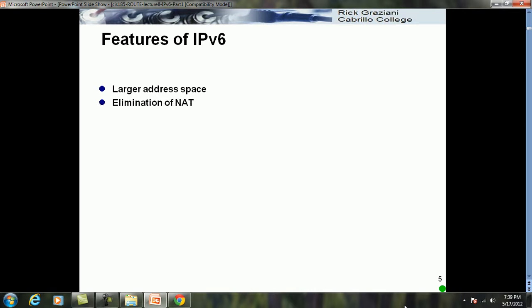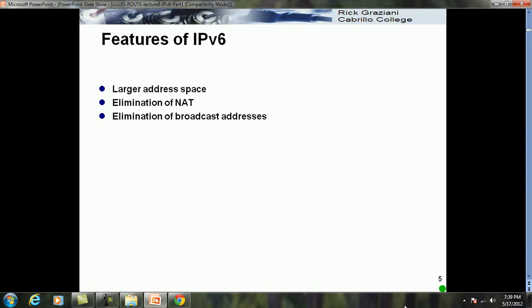Okay, and elimination of NAT. We don't need NAT anymore. NAT survived us. NAT made us survive with the shortage of IPv4 addresses while translating private to public, and that's what we are using today. But still, we are facing a shortage, so we came up with IPv6.